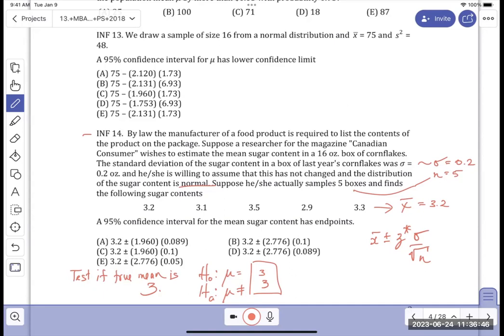Okay, so which one is it? A through D. A through E. Which one is the answer? So right off the bat, you know it's A or C because it's 1.96. So it's either this one or this one. And so you just need to get sigma over root n.